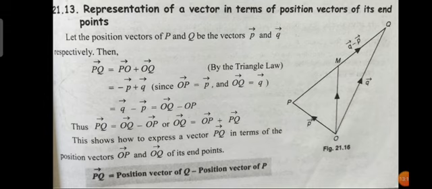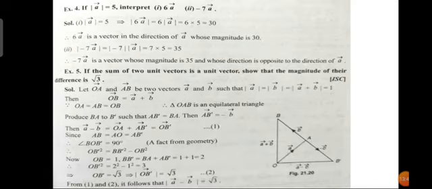Either vector PQ is vector OQ minus vector OP, or vector OQ is vector OP plus vector PQ. This is how to express a vector PQ in terms of position vectors OP and OQ of its endpoints. So the position vector of Q minus the position vector of P is vector PQ. That's the result you have to remember. Then next are some examples.